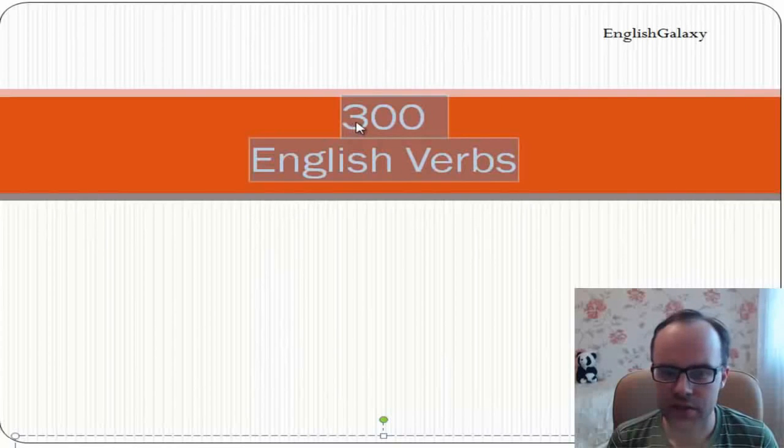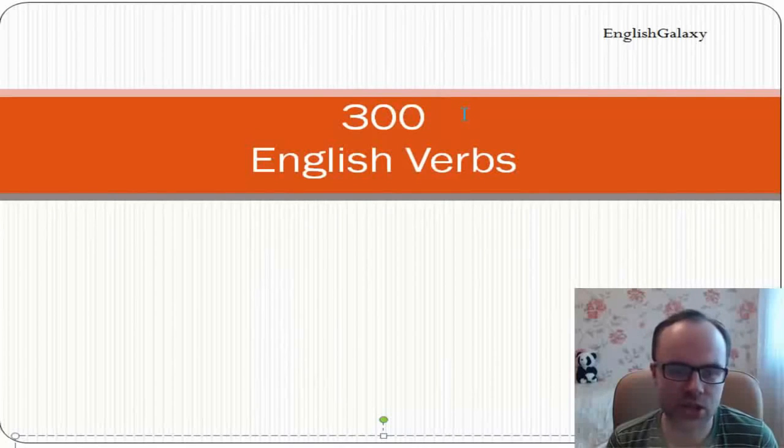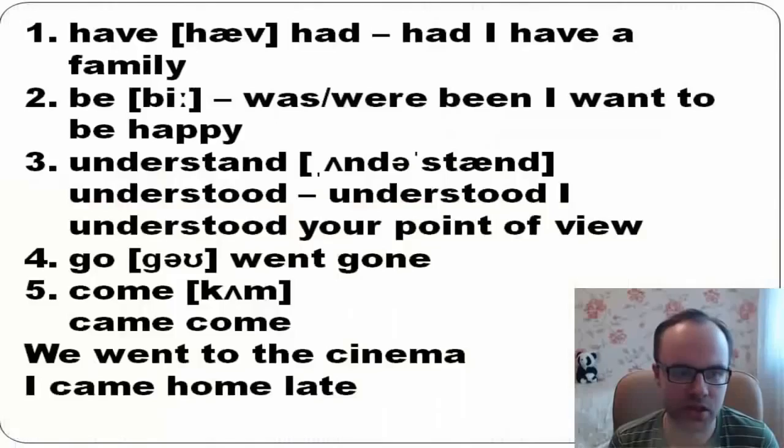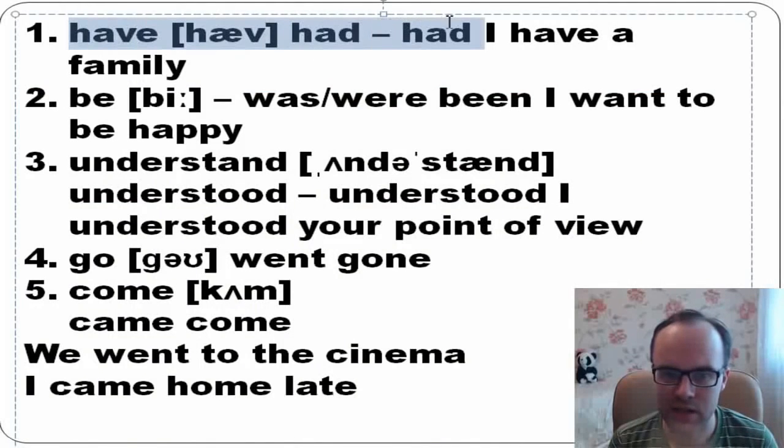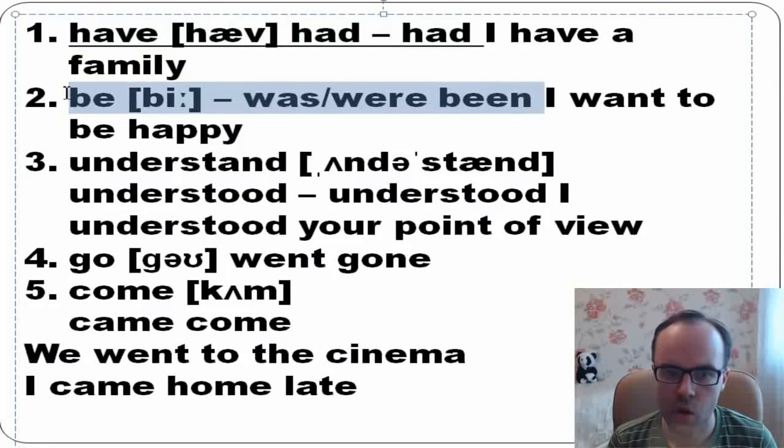It isn't just 300 English verbs, it's the 300 most common English verbs, and I prepared these verbs especially for you, from my experience. Okay, have, had, had. Irregular verb. I have a family. Be, was, were, been. Irregular. I want to be happy.